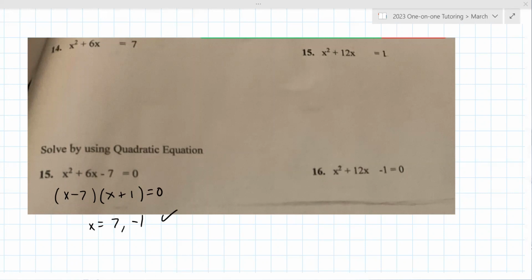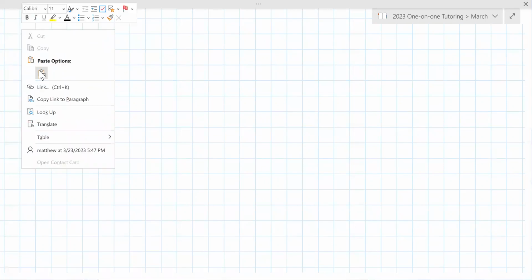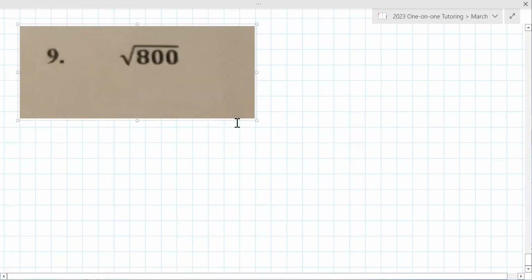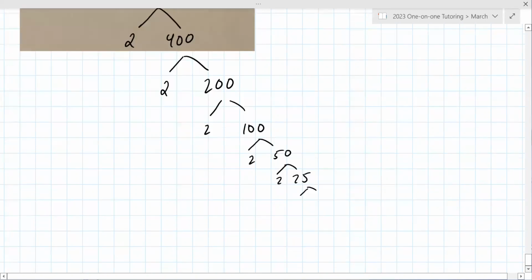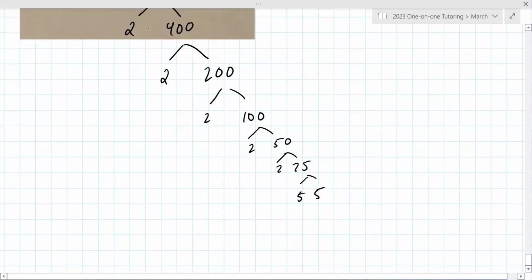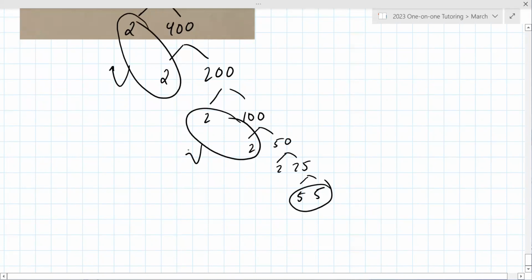Does that look right to you? Yeah. Okay. So just enough time to get the last one in, hitting the goalpost here. So we got 200, 2 and 100, 2 and 50, 2 and 25, and then 5 and 5. And just circle pairs. And you see what you bring out. You bring out a 2, a 2, a 5, and you leave in another 2.